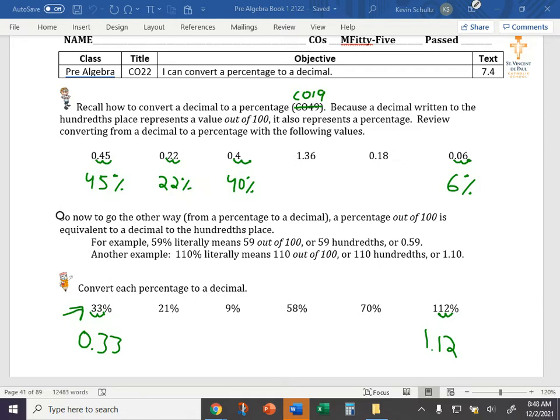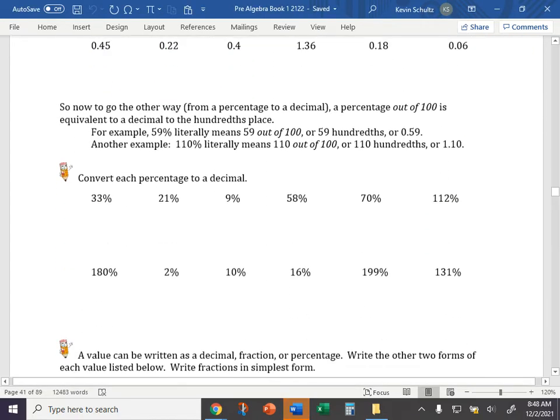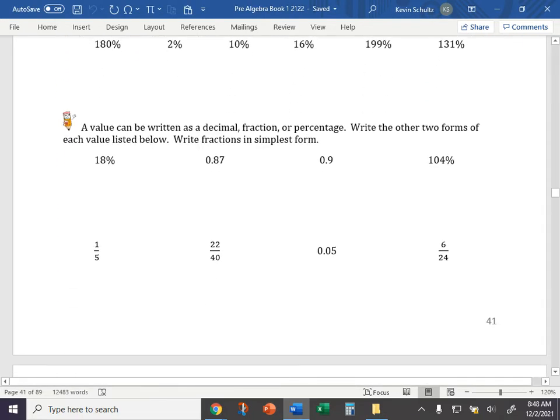Let's see what other fun things we have on this page down here. Okay, more conversion, more review. Down at the bottom, it says a value can be written as a decimal, fraction, or percentage. Write the other 2 forms of each value listed below, and fractions need to be in simplest form. So don't forget you're writing the other 2 forms. So for 18%, you are writing it as both a decimal and a fraction. You can give me one of those 2.